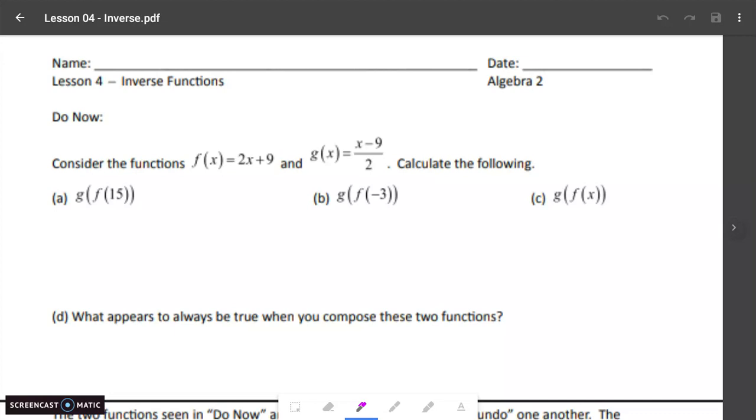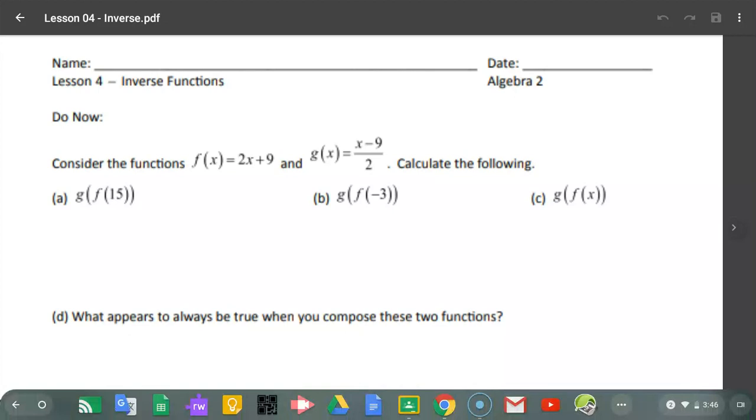In this video, we're going to look at the relationship that the inverse of a function has on an original function. So in the do now here, we have two functions, f of x and g of x. They are going to be known as inverses of each other. And let's see why. Take a minute and try A, B, and C of the do now. So pause the video and plug that in.